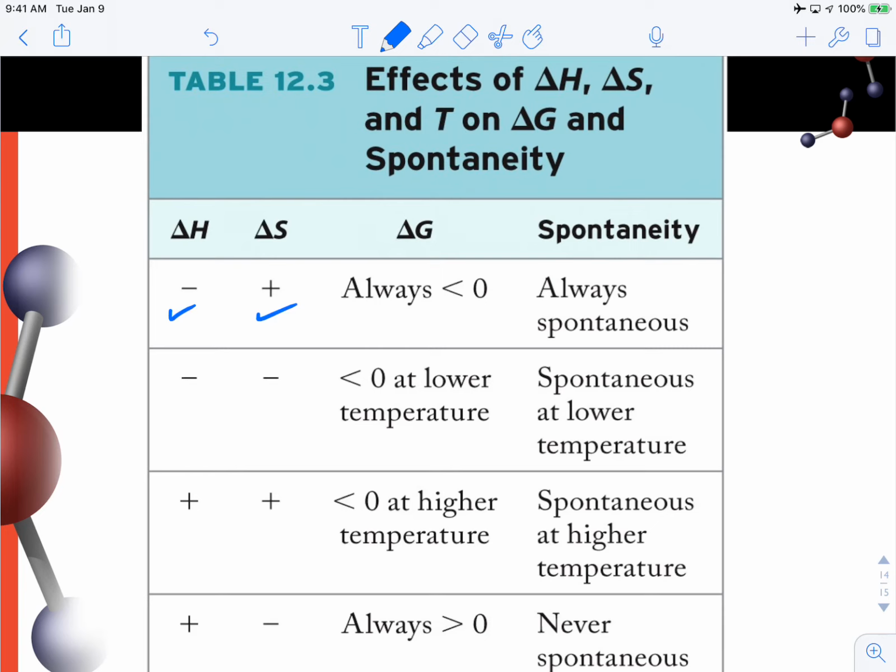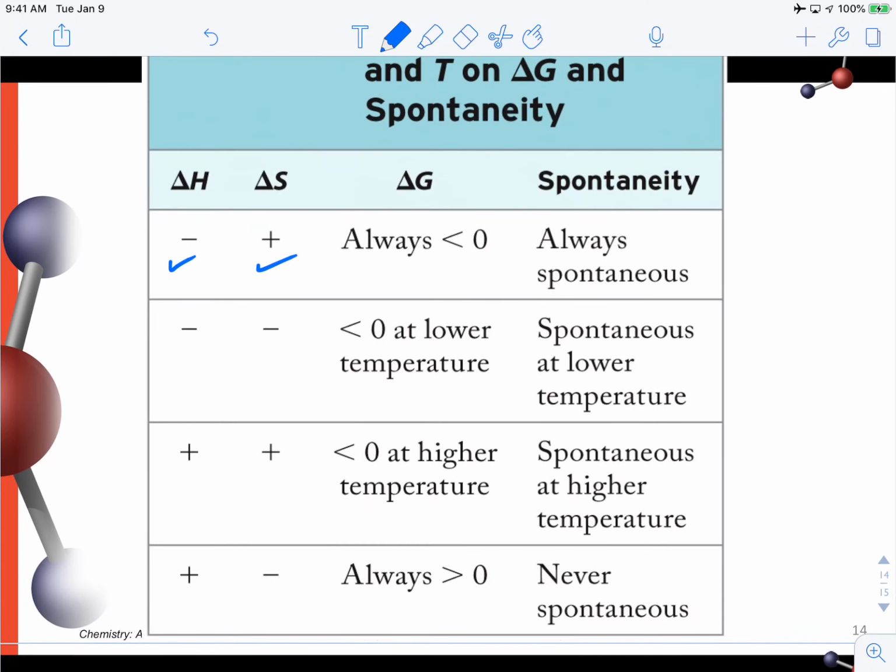The universe wants to increase randomness, right? Disorder, and you want to reach a lower state of energy. So it doesn't matter what temperature it is. If delta H is negative and delta S is positive, it's always spontaneous. The other extreme is if it's endothermic, increasing in energy, and it's becoming more ordered. That's never spontaneous, which means you have to drive that reaction always with an input of energy.